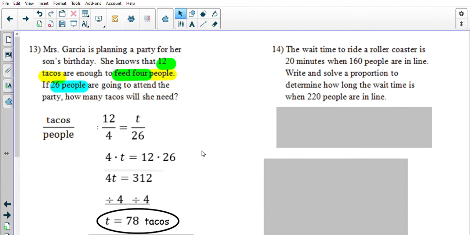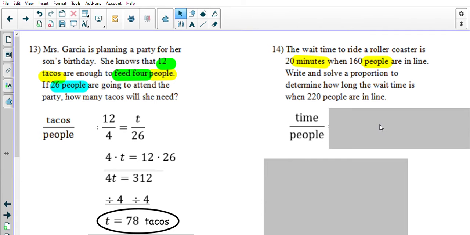Number 14 is one of those questions that asks us to write a proportion. So it says the wait time to ride a roller coaster is 20 minutes when 160 people are in line. Write and solve a proportion to determine how long the wait time is when 220 people are in line. So in this question, we're talking about the amount of wait time in minutes compared to the number of people. So I put minutes over people, or time over people. And in the first sentence, we're told that it's 20 minutes when 160 people are in line. So we can write 20 over 160.